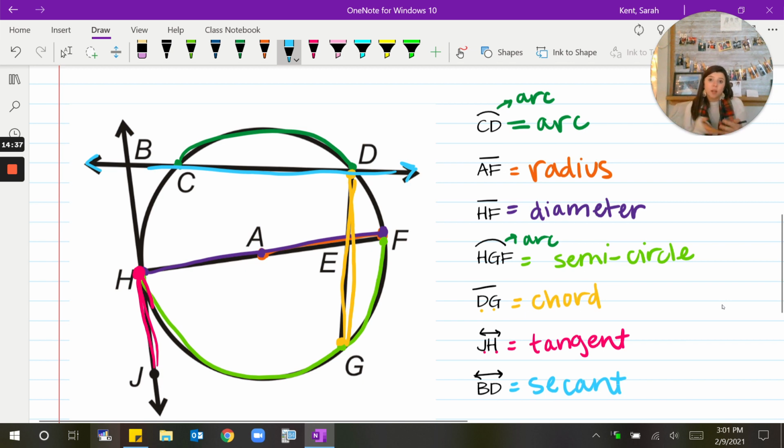So this is similar to what your practice will be, is deciding which word goes with which lines you're given. So if you have questions, you need help, ask me, ask Miss B, and we are happy to help you. Good luck.